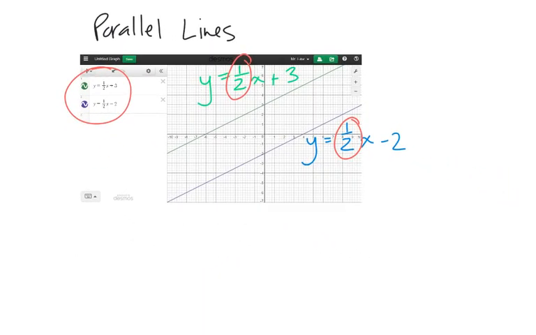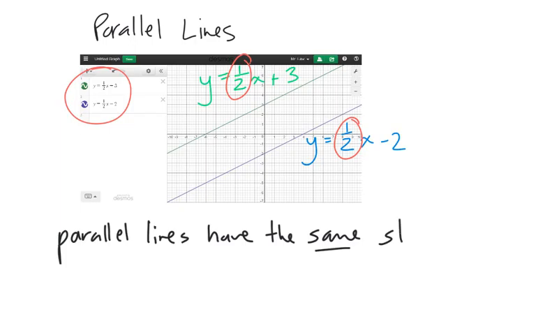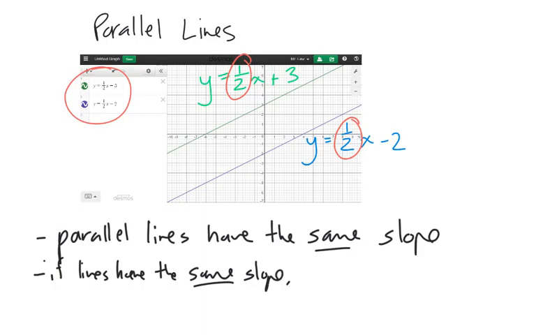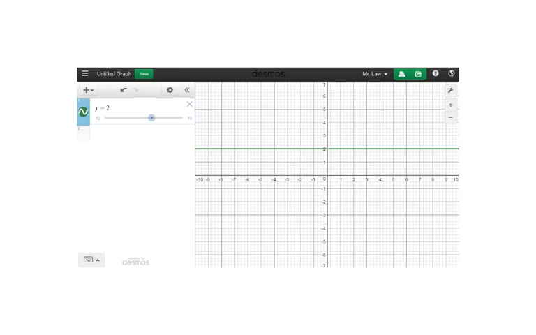Therefore, we can say parallel lines have the same slope. We can also make a statement which is essentially the reverse of our first statement. If lines have the same slope, they must be parallel.